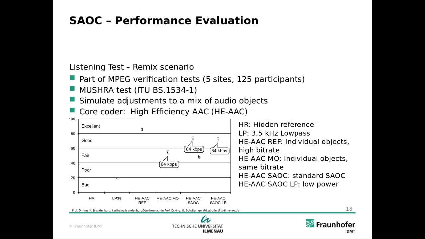And here you can see that here high efficiency AAC-MO, where we have the individual objects at the same bitrate, is clearly lower than SAOC or the low power variant, which are both in the same range and better. Here is the HE-AAC reference, so this would be the full audio sources, so much higher bitrate, and you can see it's still somewhat better, right? But this would need a much higher bitrate.